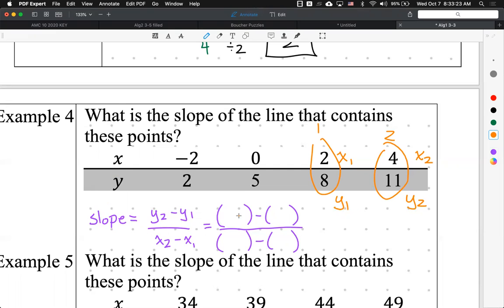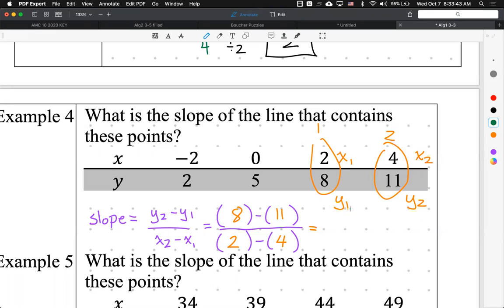8 minus 11. Okay, and you can do it that way. So you're doing y1 minus y2, which is fine. So 8 minus 11. And then the next ones are going to be 2 minus 4. Yeah, and this one will still work, and I'll show you guys. Okay, so I need someone else now to do the subtraction.